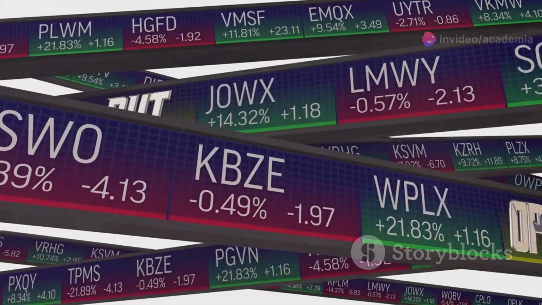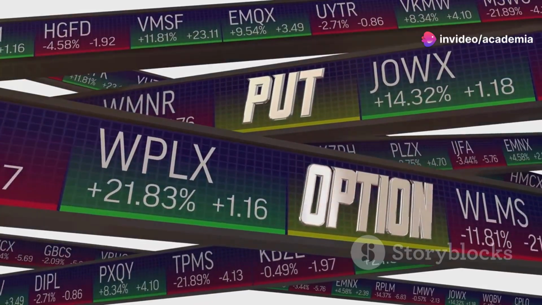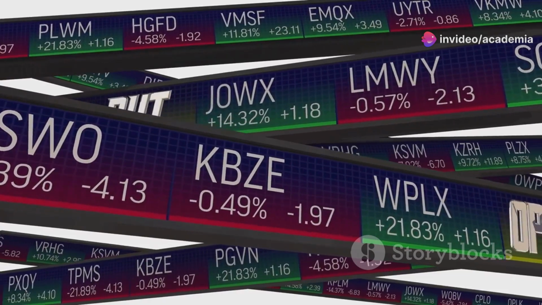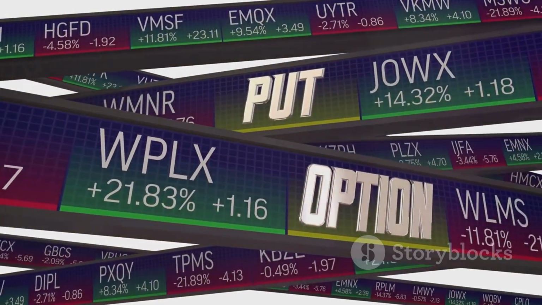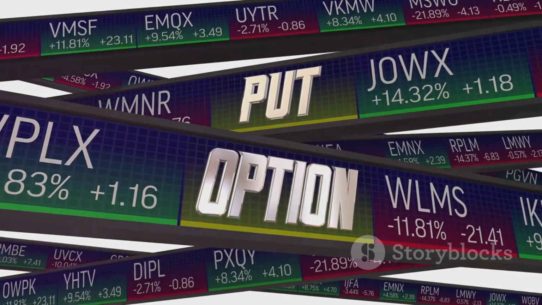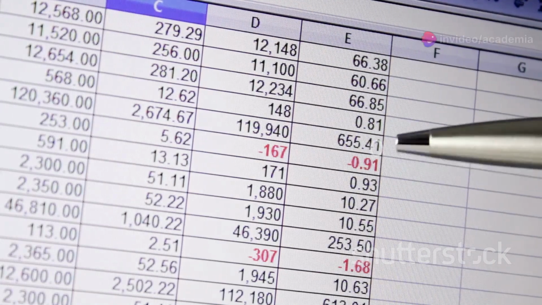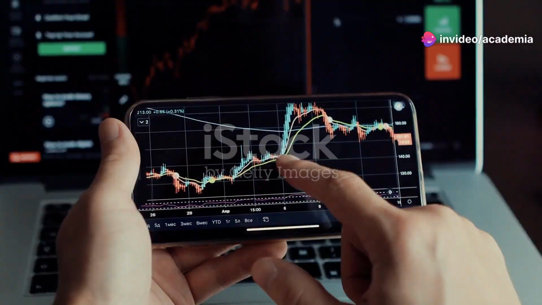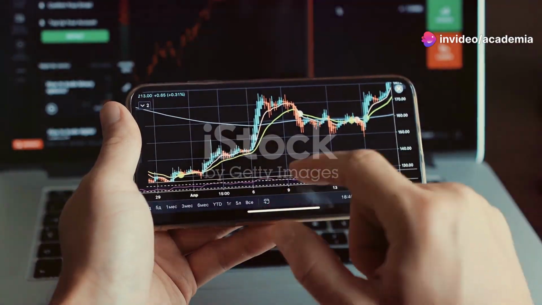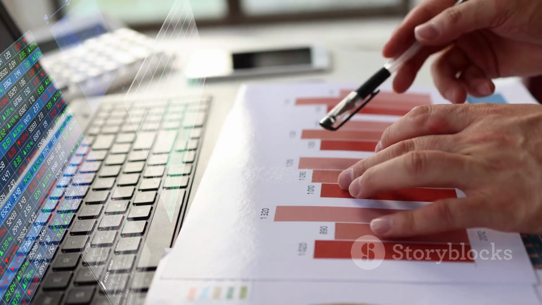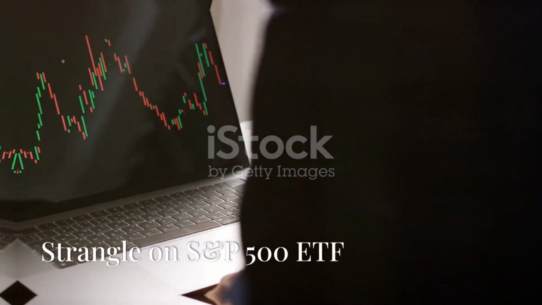To execute a strangle, you buy a call option with a higher strike price and a put option with a lower strike price. For example, if a stock is trading at $100, you might buy a $105 call and a $95 put. The total cost is the sum of the premiums paid for both options. The maximum loss in a strangle is limited to the premiums paid. This trade-off between cost and required movement is crucial for traders to consider.